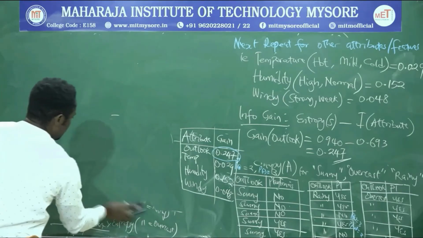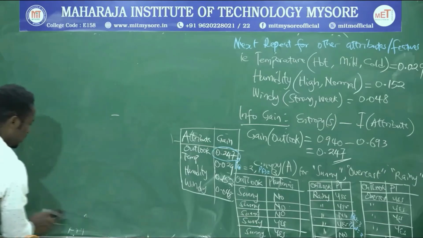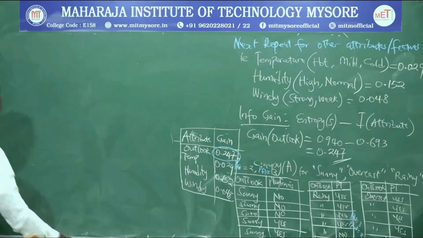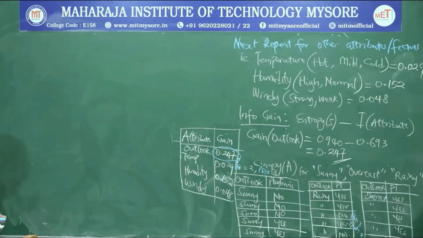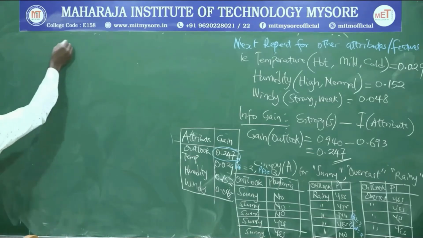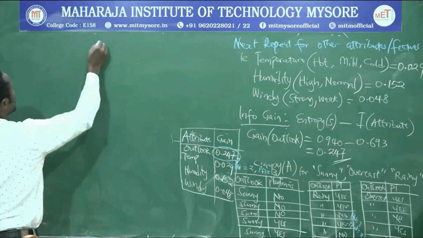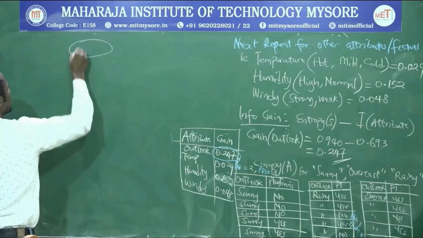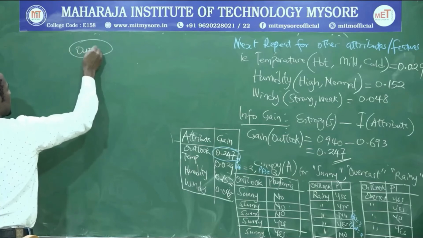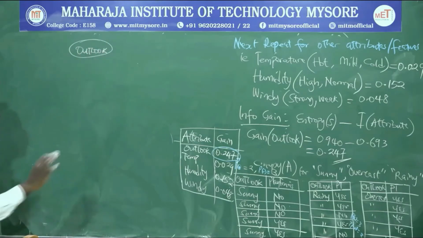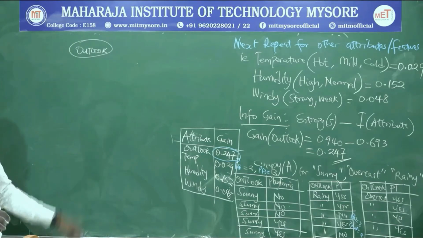Hope that is clear. If you have any more doubts, feel free to get in touch with me. Then I will explain it again, all right? So our outlook now has become our root node. I hope I can be able to fit it in this. So outlook, no doubt. We know for sure that outlook is our root node.